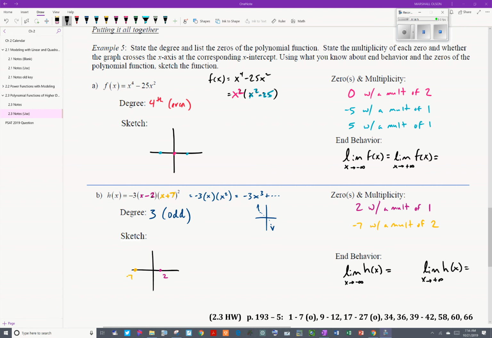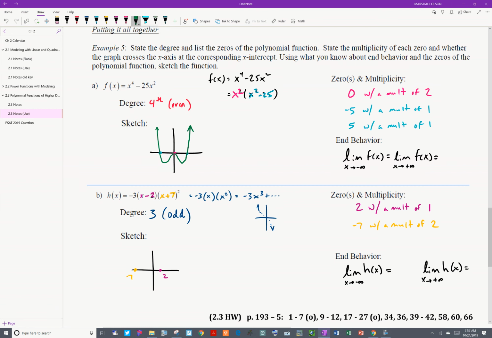All right, I have both of these started here with the zeros listed and the degree listed, and now it's time to do a sketch of each. This first one is already in standard form, so we know it's a fourth degree. It's an even polynomial function, and it's positive, so we know that it's going to look something like this in the end. And now that we know the zeros, and we know that it has an even multiplicity at the zero right there, we know it's going to be tangent right there. So it's going to come down through -5, come back up and be tangent at 0, and then go back up through 5.